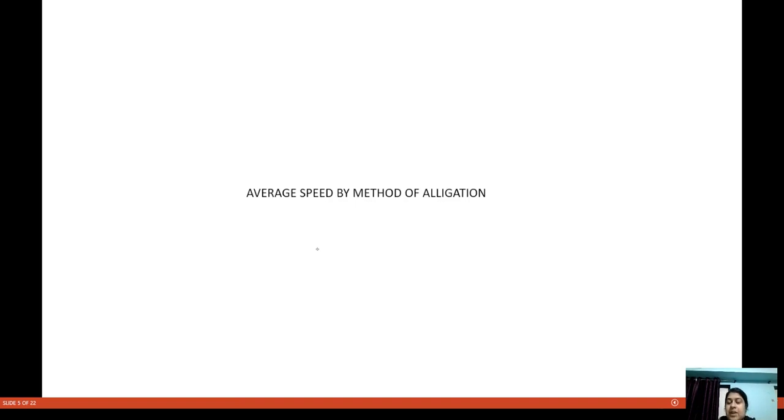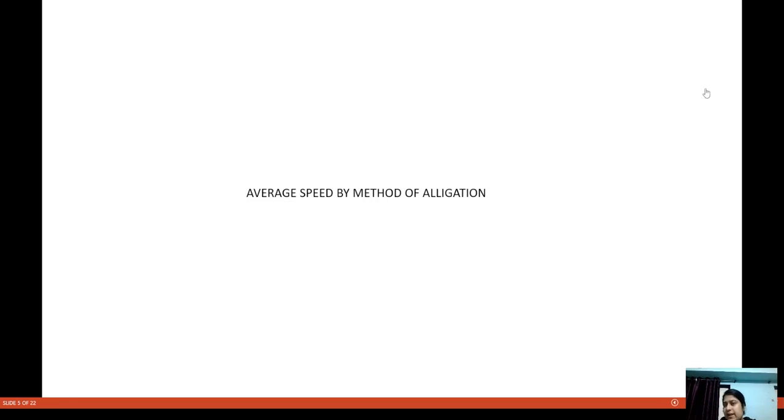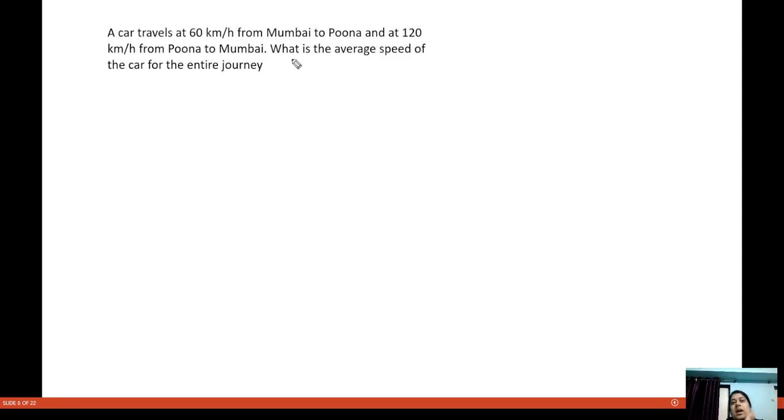Now let's move forward. Sometimes we have to find average speed in the question. Earlier, if you remember, we got a formula 2 s1 s2 divided by s1 plus s2. This is the way we can find average speed if two speeds are given. But there is also the method of alligation to find the average speed. So, how to calculate the average by the method of alligation? Let us start.